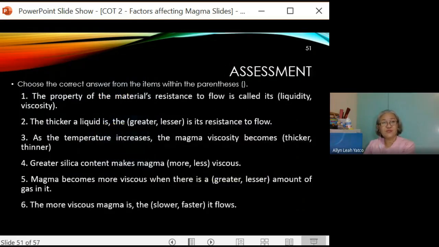For your assessment, you have here 6 questions, and you are asked to choose the correct answer from the items within the parentheses. I will upload the questions in our group chat. Please write your answers after those in the application questions.